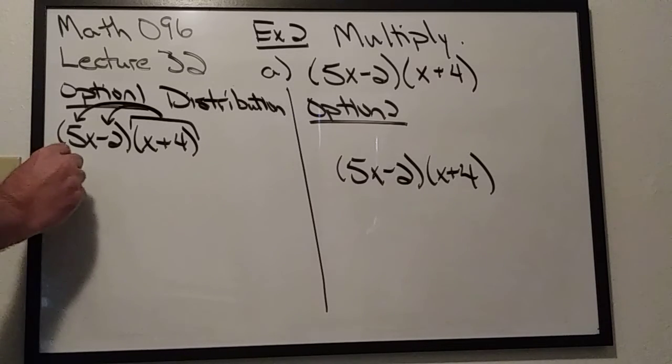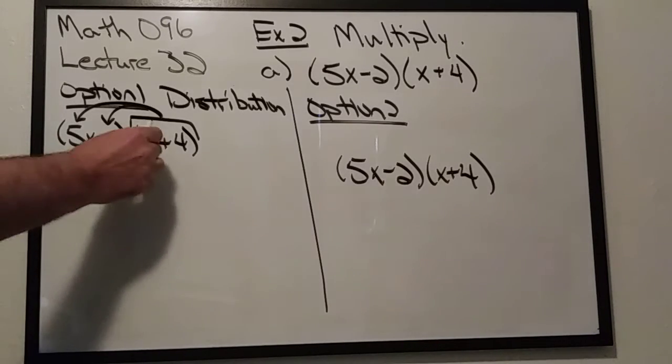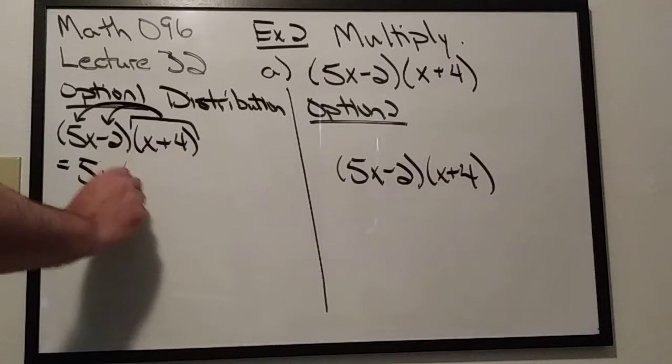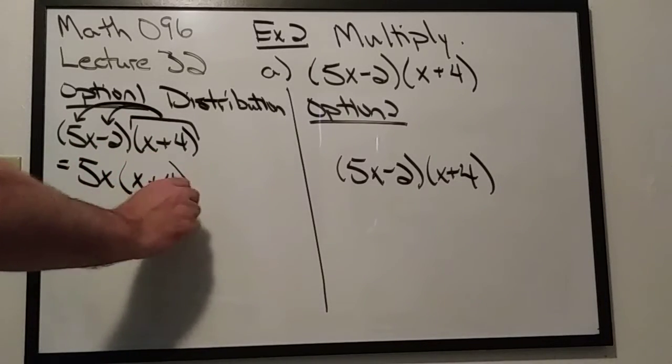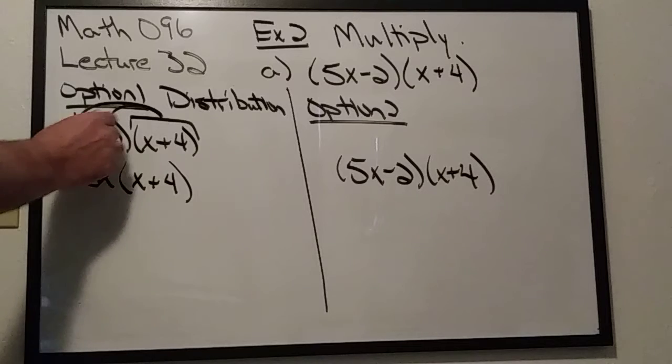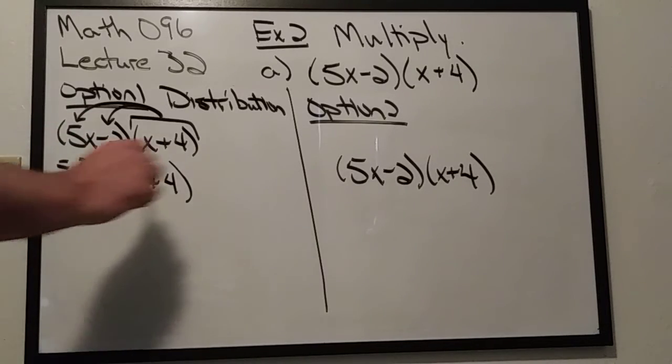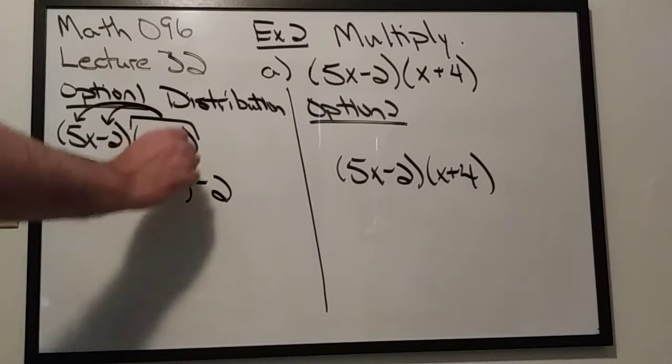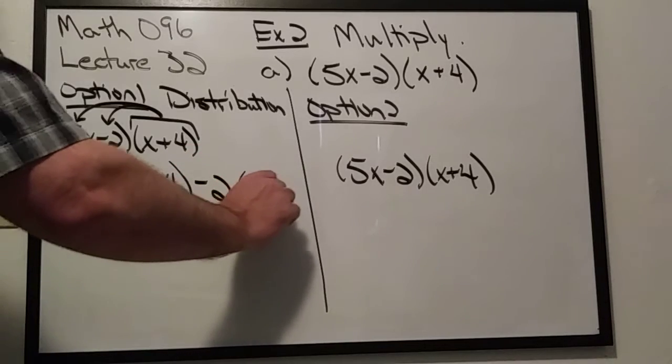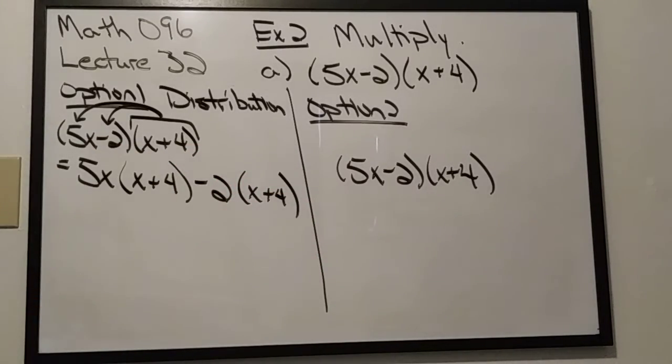So my first term in my first binomial is 5x. I'm going to distribute the x plus 4 through to that, which means I'm going to multiply it times the x plus 4. And then my second term in my first binomial is negative 2. I'm going to distribute the x plus 4 to that as well, which means I'm going to multiply the negative 2 times x plus 4.